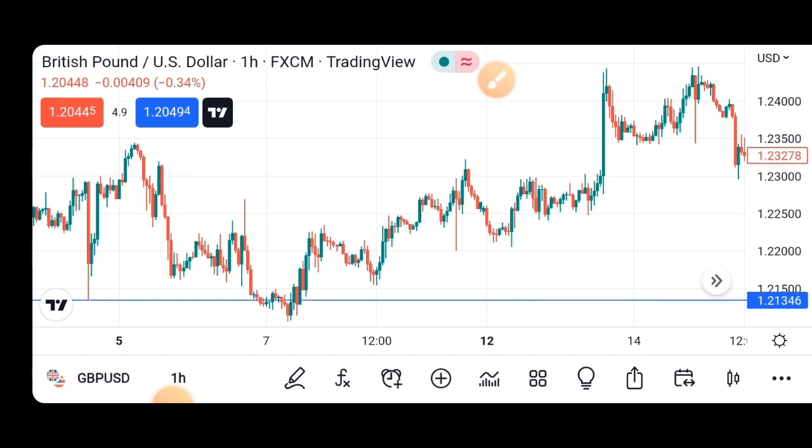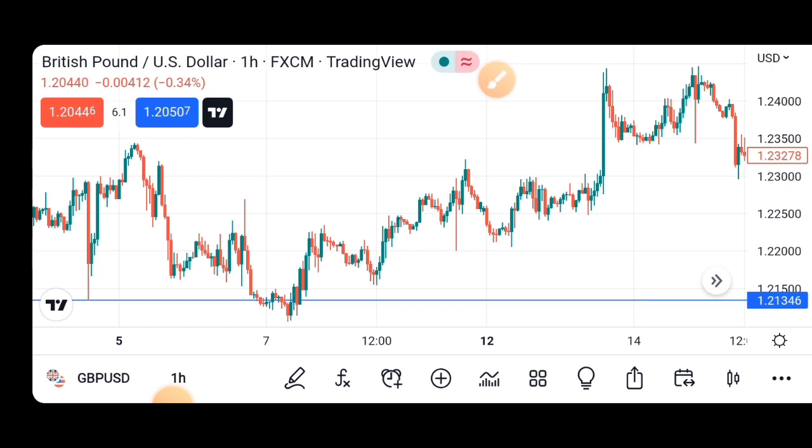I'm going to be teaching you how to identify the structures here, and with these structures you are going to know when to buy in a bullish trend and when to sell in a bearish trend, right? With this market structure you'll be on the safer side most times.